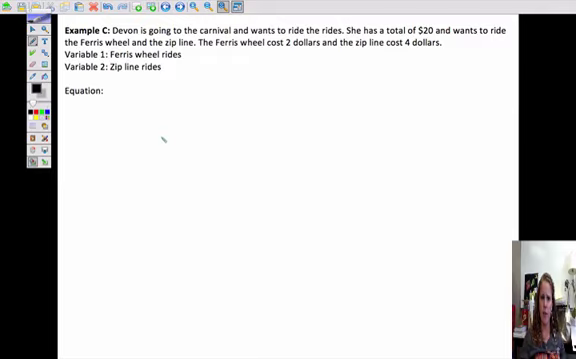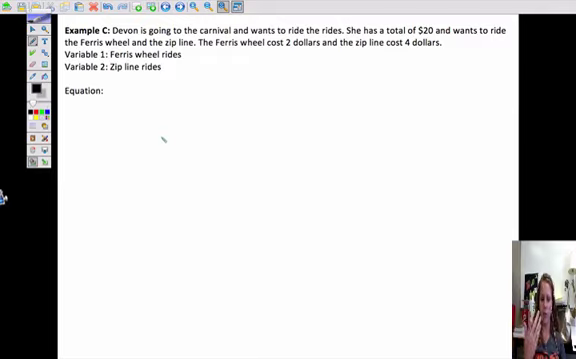Final example here. Example C, Devin is going on the carnival rides, and remember she had $20. She wants to ride Ferris wheels and zip lines. The Ferris wheel costs $2, the zip line was more expensive, costs $4. Our variables here, remember, were not independent and dependent. They weren't money because the money was fixed. It's $20, $2, and $4. Those don't change. They're not variables. So the variables were how many times we're going to ride the Ferris wheel, how many times we are going to ride the zip line.